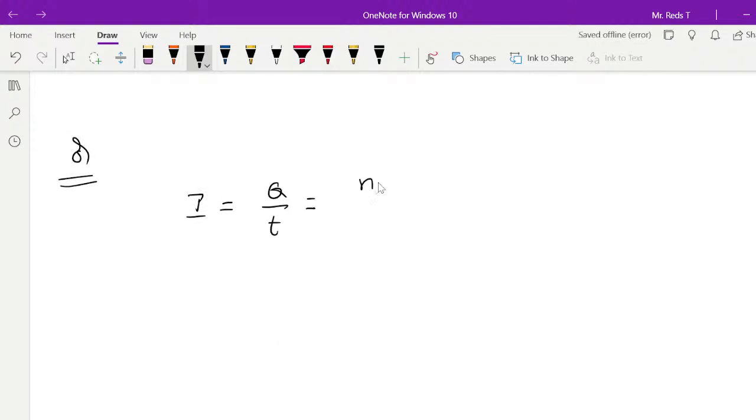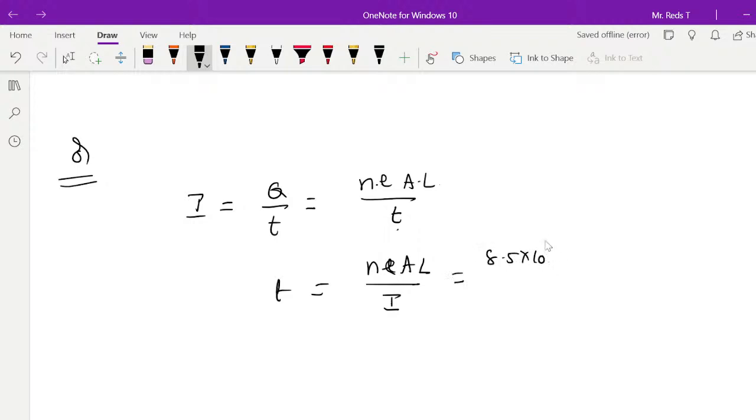I is equal to nEAVd, of course, but the total charge is the number of charge carriers per unit volume into the total volume, which is A into L, into the charge of each carrier e, divided by t. Here you are asked to find t, so t is equal to nEAL by I. Every parameter in this expression is given. E you should remember.